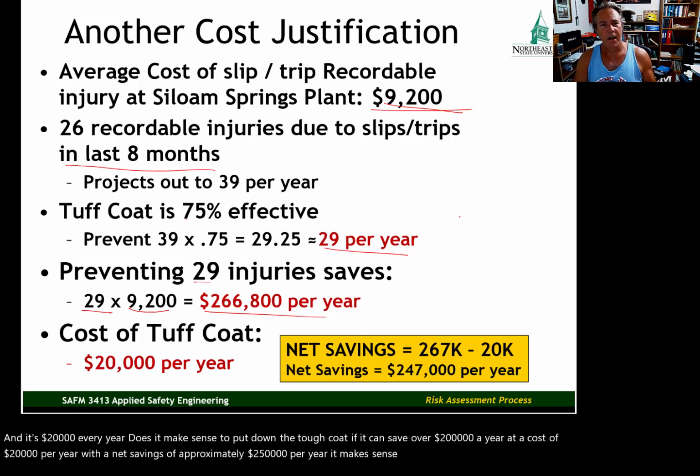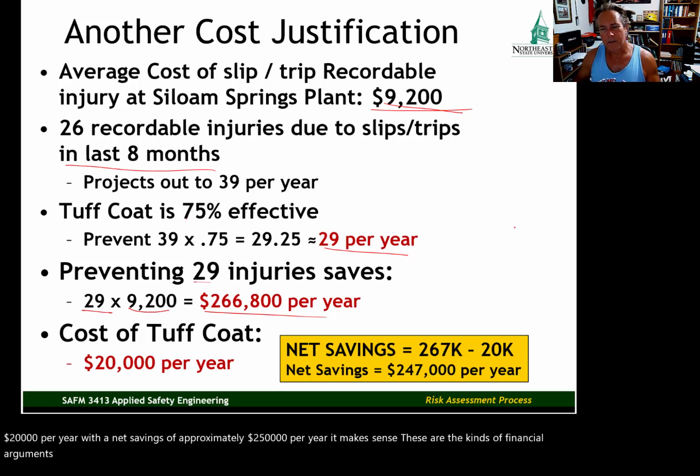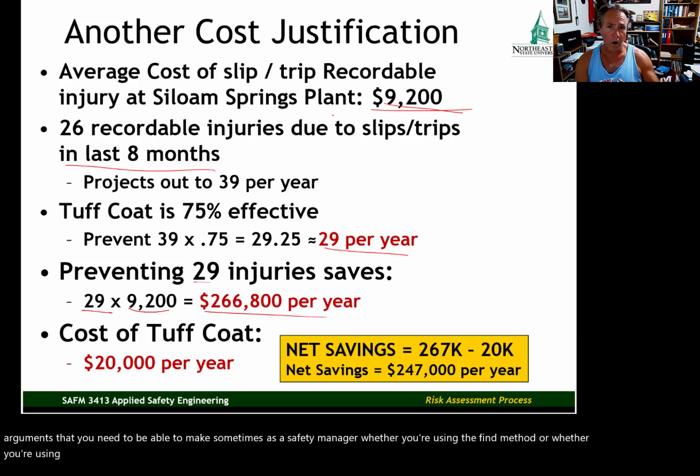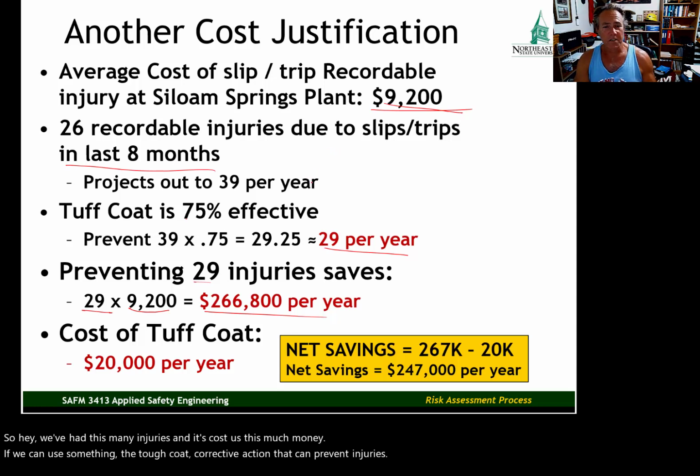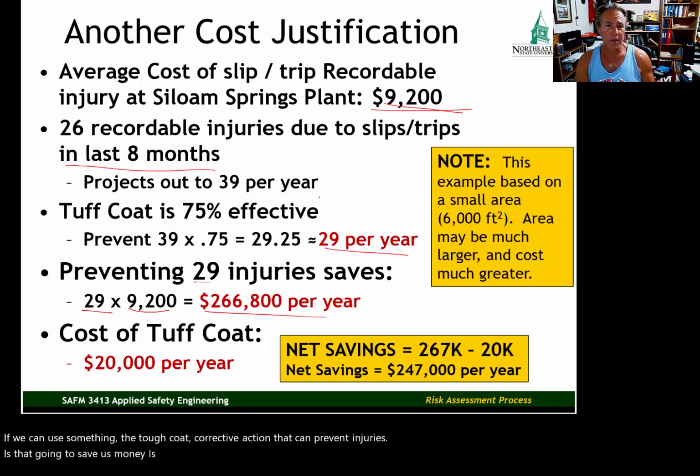These are the kinds of financial arguments that you need to be able to make sometimes as a safety manager, whether you're using the fine method or whether you're using this more straightforward cost justification approach. So, hey, we've had this many injuries and it's cost us this much money. If we can use something like the Tough Coat corrective action that can prevent injuries, is that going to save us money? Is it going to make the company money?